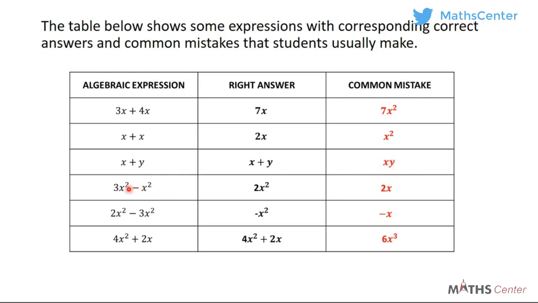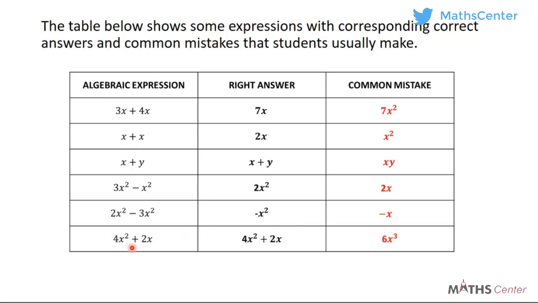In the same way, 3x squared minus x squared will give us 2x squared, because you have 3 minus 1. Then you pick one of the x squared, which will give us 2x squared. So 3x squared minus x squared is 2x squared, not 2x. When we are subtracting, our main focus is on the coefficients, not the variables. 2x squared minus 3x squared will give us minus x squared, not minus x.